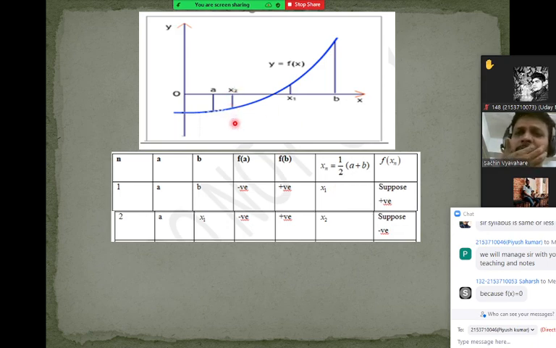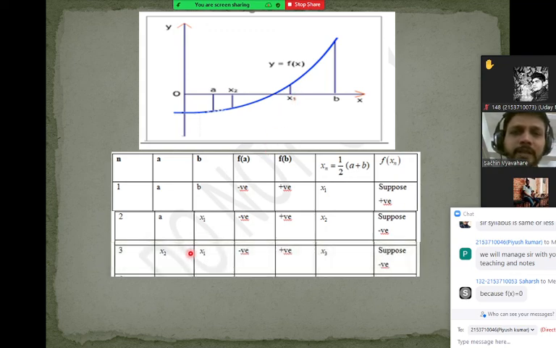Now, which is the smallest interval in which the root is there? What is the next interval? We should take x1 and x2. Yeah, correct. So I will say x2 to x1, because f of x2 is negative and f of x1 is positive. You can say x1 to x2 also, not a problem. You'll observe A is replaced by x2 now, because previously f of A is negative, now f of x2 is negative. So this is the new interval that we have.